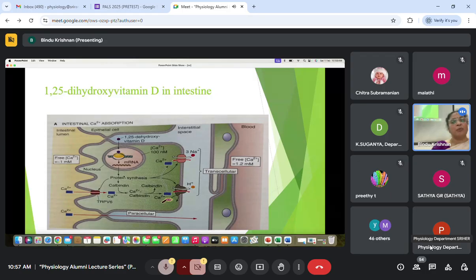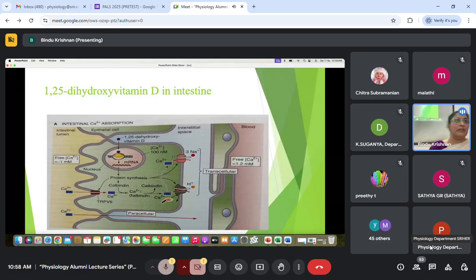So first is the protein synthesis, which is happening in these channels on the apical membrane. Second, it is the formation of this protein binding substance known as calbindin. As soon as the calcium enters the cell, it binds to this calbindin so that the gradient is established. So more and more calcium can move from the lumen into the intestinal cell.